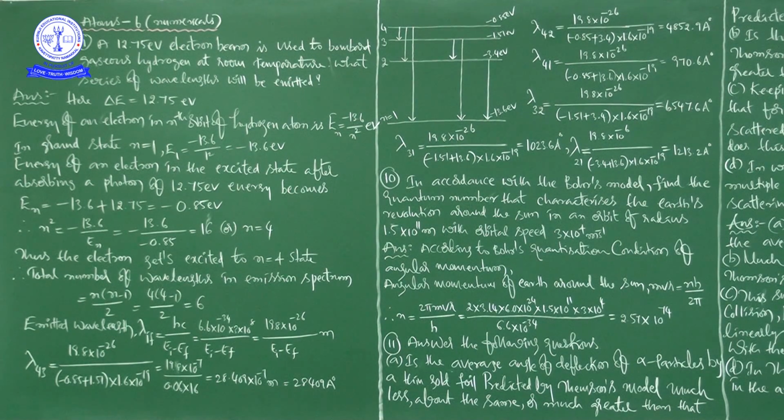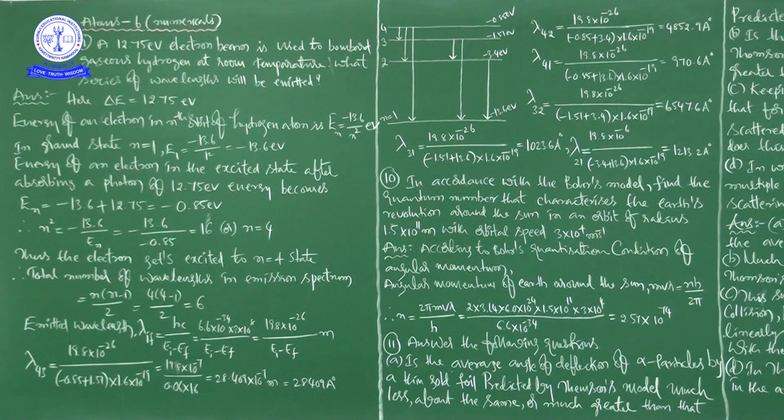A 12.75 electron volt electron beam is used to bombard gaseous hydrogen at room temperature. What series of wavelengths will be emitted?